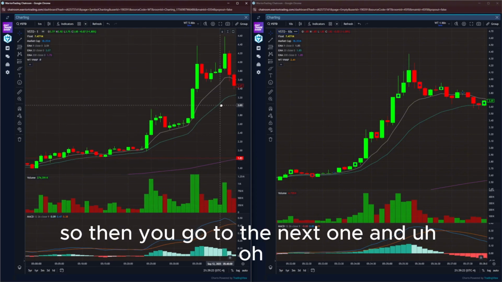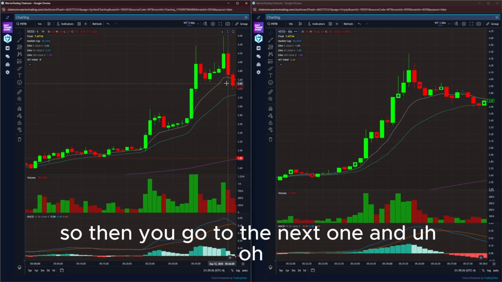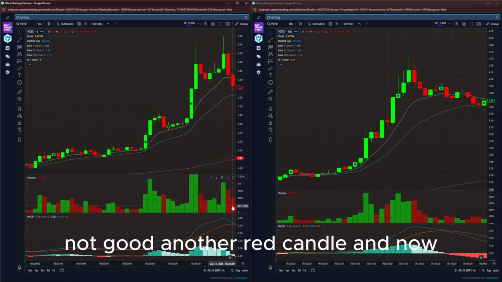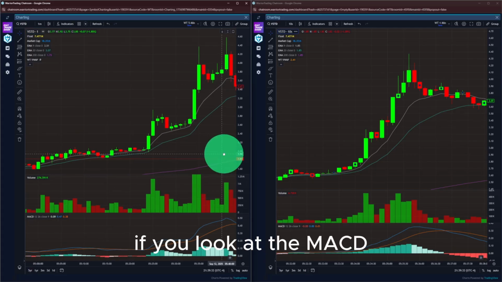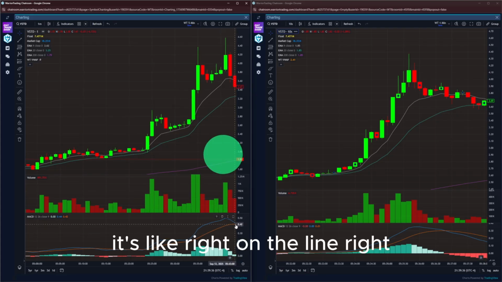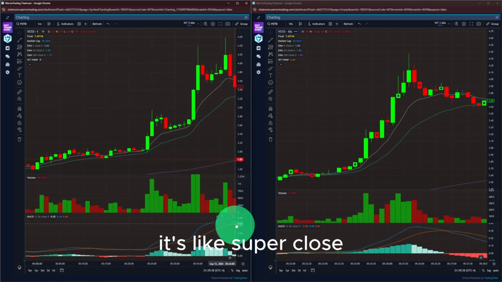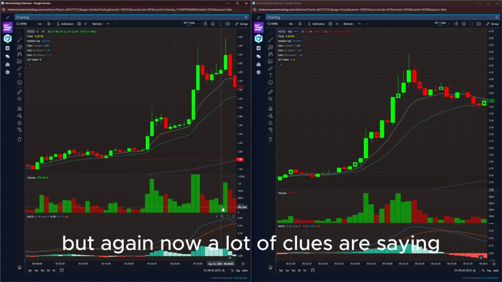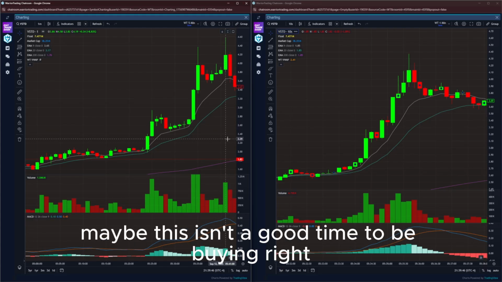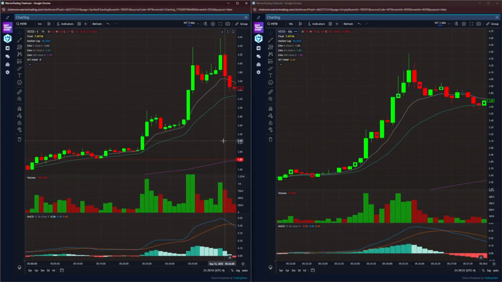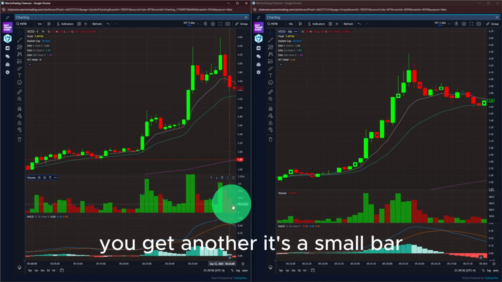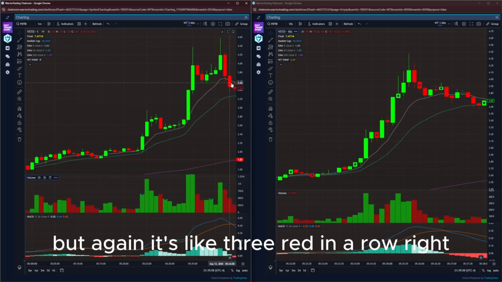So then you go to the next one, and uh-oh, it crosses that support line, right? Not good. Another red candle. And now if you look at the MACD, it's right on the line, right? It's super close. Maybe it hasn't crossed over quite yet, but again, now a lot of clues are saying maybe this isn't a good time to be buying, right? And then sure enough, the next one, the MACD does cross. You get another, it's a small bar, but again, it's like three red in a row, right?